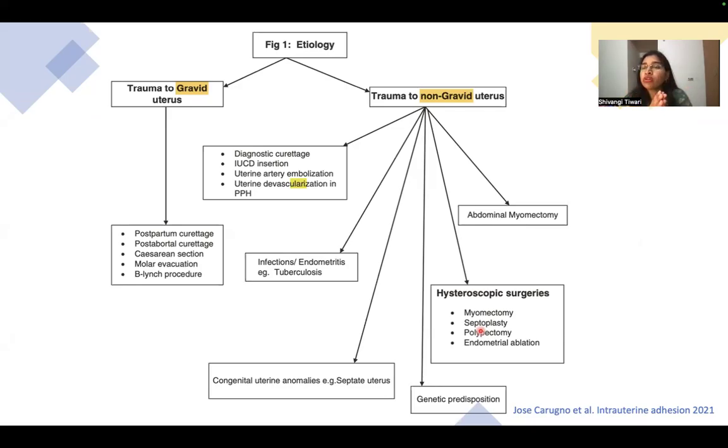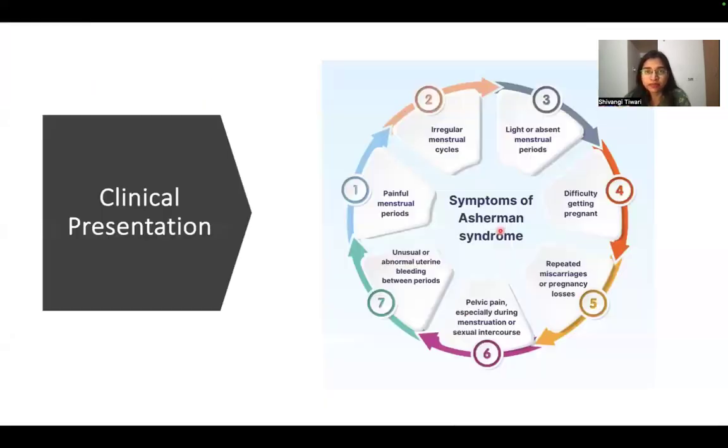Trauma to the gravid uterus causes are postpartum curettage, most common cause, post-abortal curettage, after cesarean section, molar evacuation, B-Lynch procedure. In trauma to non-gravid uterus, these are after diagnostic curettage, IUCD insertion, uterine artery embolization, uterine devascularization in PPH. After any infection or endometritis, example TB, congenital uterine anomalies, example septate uterus, genetic predisposition, after hysteroscopic surgeries like after myomectomy, septoplasty, polypectomy, endometrial ablation, and it can occur after abdominal myomectomy as well.